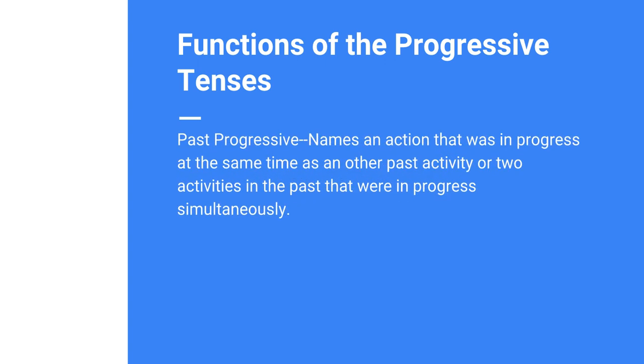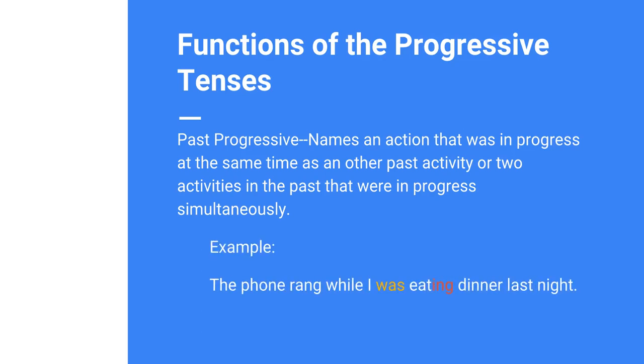The past progressive, on the other hand, names an action that was in progress at the same time as another past activity, or 2 activities that were going on exactly at the same moment in the past. So the phone rang while I was eating dinner last night. The phone did that, that's past. But you were doing something else while the phone was ringing, so that needs to be past progressive.